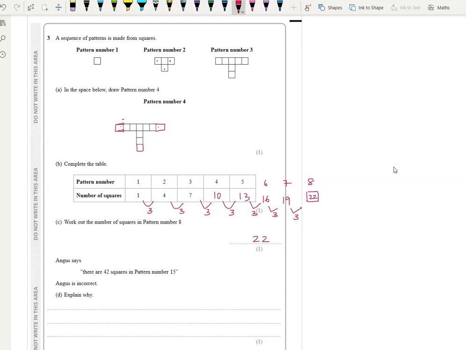Angus says there are 42 squares in pattern number 15. If you look at the number of squares, 1, 4, 7, 10, 13, 16, and so on, they are not multiples of 3, whereas 42 is a multiple of 3. So you can write here 42 is a multiple of 3. So it is not a term of the sequence, so Angus is wrong.